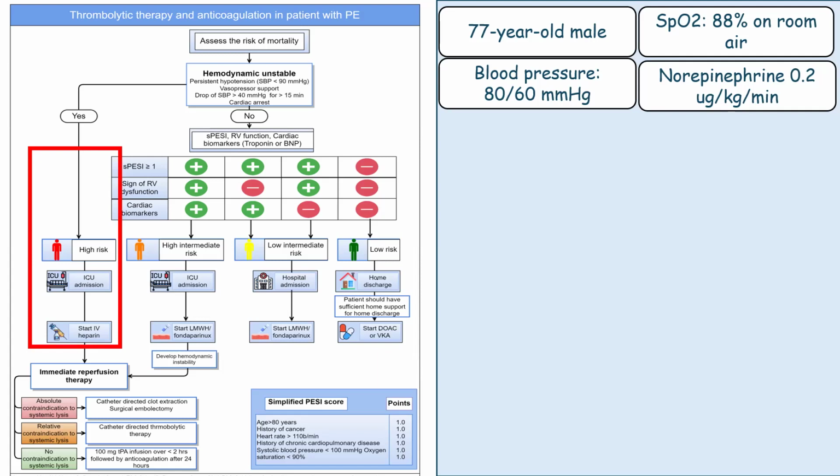The reperfusion therapy depends on the contraindication to thrombolysis. If there is no contraindication to systemic thrombolysis, the patient will receive 100 milligrams of TPA infusion over 2 hours. If the patient has a relative contraindication, he can be treated with catheter-directed thrombolytic therapy. If the patient has an absolute contraindication to systemic thrombolysis, he has two options: either surgical embolectomy or catheter-directed clot extraction.